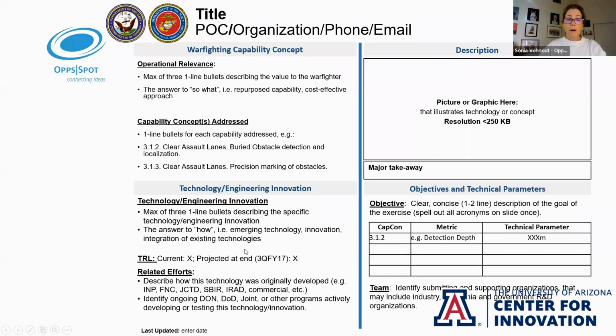What have you done so far? What do you intend to do? Are there any related efforts? And this is what's important. Usually this information is also tied into a solicitation, so they go together with the proposal.